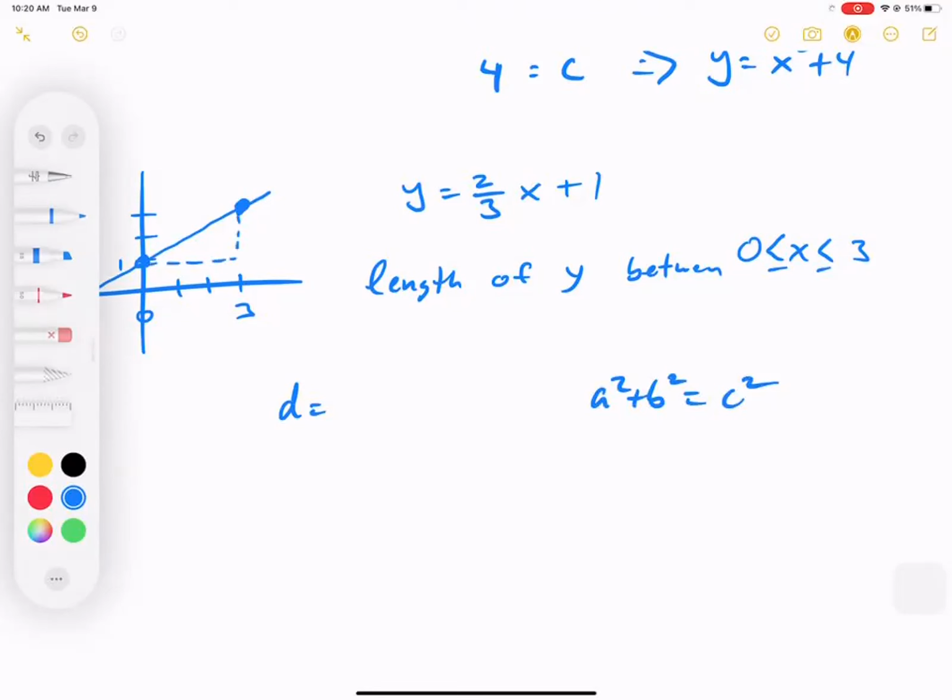In this case, it's going to be 2, 3. So what's the third side? Well, 2 squared plus 3 squared equals c squared. 4 plus 9 equals c squared. C is equal to the square root of 13. So it's square root of 13. So it's 3 point something. Okay.